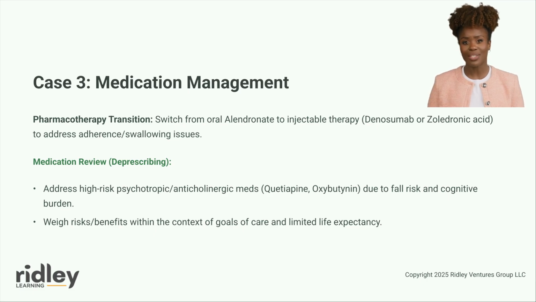Transition from oral alendronate to injectable therapy addresses the adherence challenges posed by her swallowing difficulty and cognitive impairment. Options include Denosumab, 60 mg subcutaneously every 6 months, or zoledronic acid, 5 mg intravenously annually. Either eliminates daily medication taking burden. Denosumab requires careful attention to hypocalcemia risk given her vitamin D deficiency and frailty, with calcium and vitamin D optimization and monitoring. If transitioning from alendronate, some residual bisphosphonate effect provides protection during the transition period.